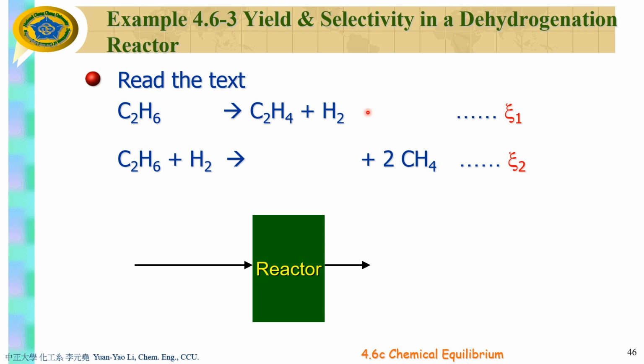The fractional conversion of ethane is 0.501. The fractional yield of ethylene is 0.471. So they give you two pieces of information: the fractional conversion of ethane is 0.5, and the fractional yield of ethylene is 0.471. Calculate the molar composition of the product gas and the selectivity of ethylene to methane. So you just want to know the selectivity of ethylene to methane. This is the question you want to answer.